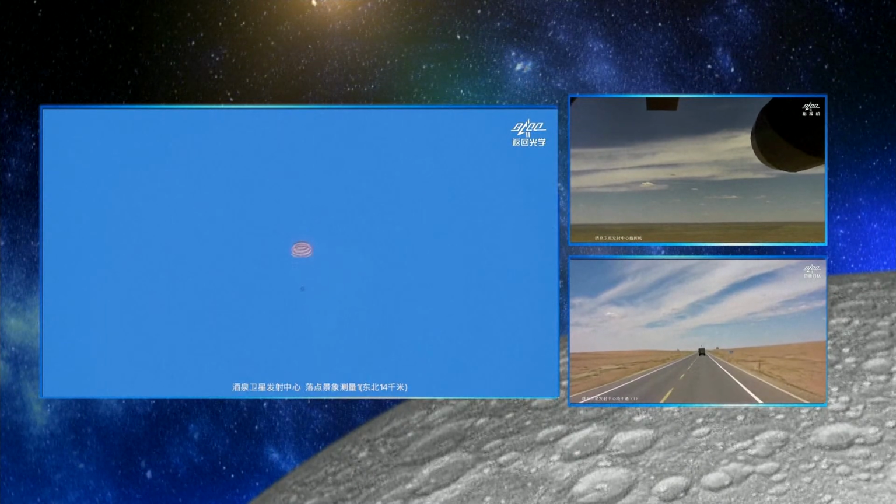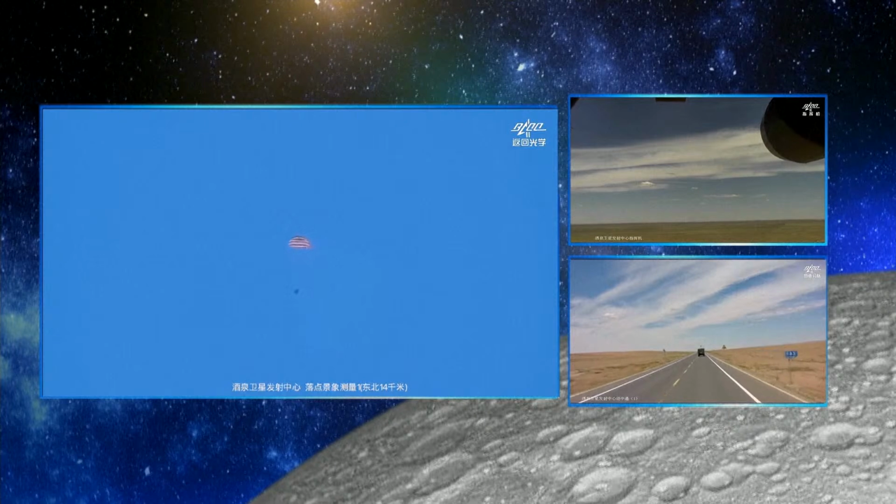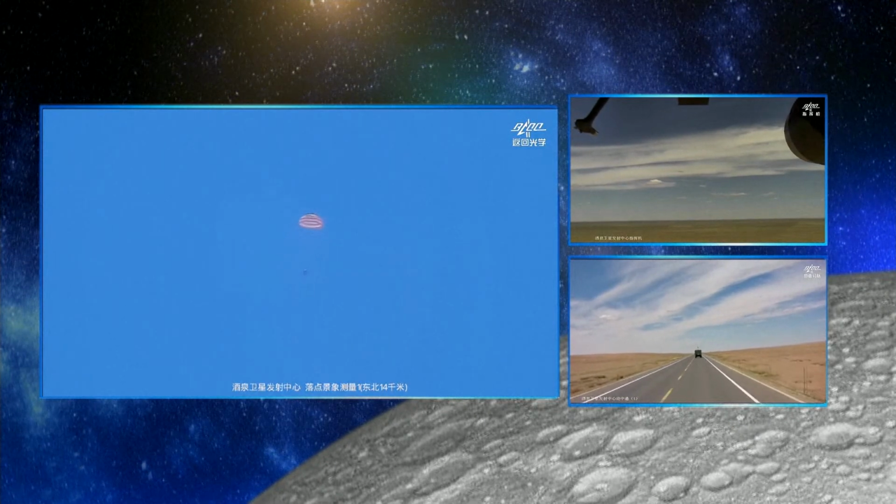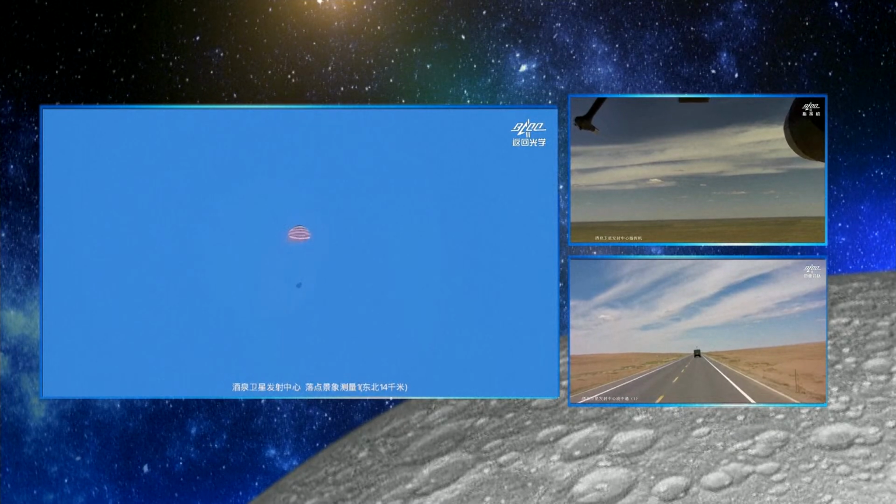So this is the fifth prediction. The fifth prediction is getting more precise. The ground team is going to rush over to get ready to receive the capsule itself.